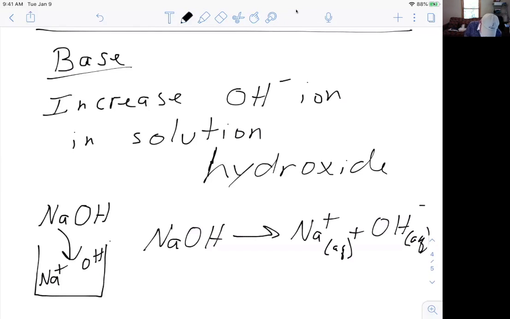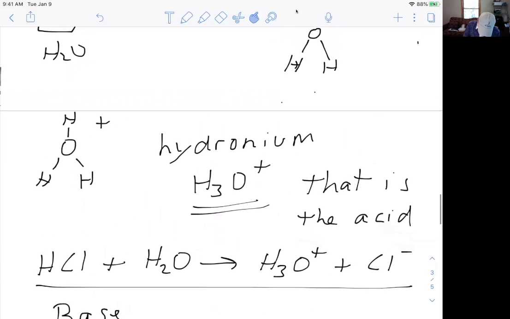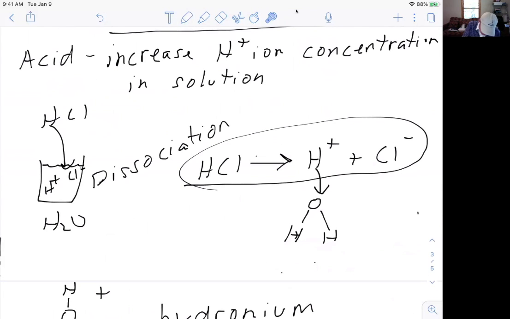Remember, you need to know these equations. You need to know that right there. And you need to know one of these two or both. This underlined statement I have here, or this circled one I have here. Those two are saying the same thing. But remember, what is the acid? Well, it's the H. And the H joins with water to make hydronium. So you can either say the H plus is the acid or the hydronium is the acid. Both are correct.